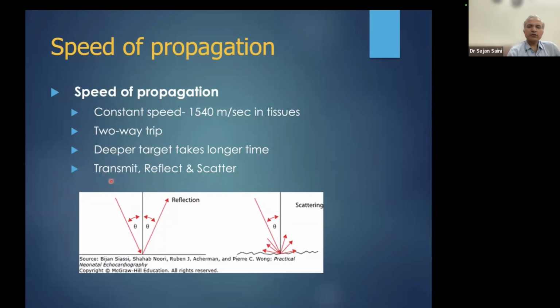Once the ultrasound beam approaches a particular anatomical organ or tissue, there can be three fates. One, it can transmit through it. Second, it can get reflected, as shown in the figure. And third, it can get scattered. If it is an absolutely smooth surface, it will get reflected as light does. It all depends upon how pervious the structure is to these ultrasound waves. They can get transmitted, they can get reflected, or if the surface is irregular, they can get scattered throughout.